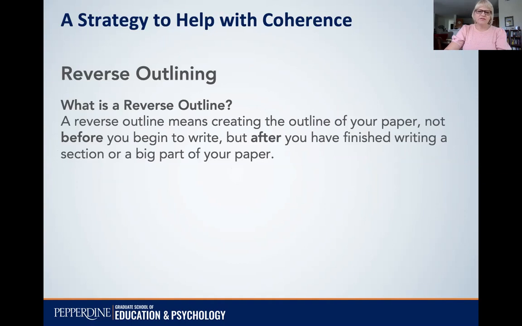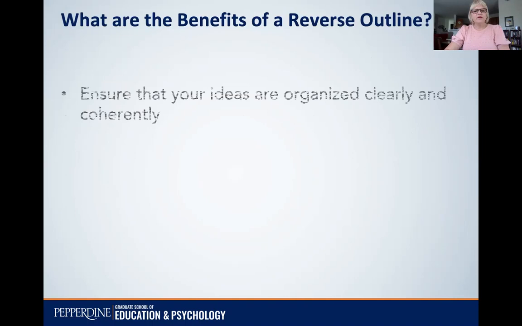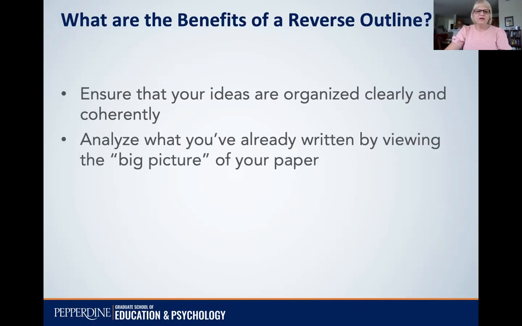Today, we're going to talk about a strategy called reverse outlining, which is another way to increase coherence in your paper. A reverse outline means creating the outline of your paper, not before you begin to write, but after you have finished writing a section or a big part of your paper. The benefit of a reverse outline is that it can ensure your ideas are organized clearly and coherently, and you can analyze what you've already written by viewing the big picture of your paper.